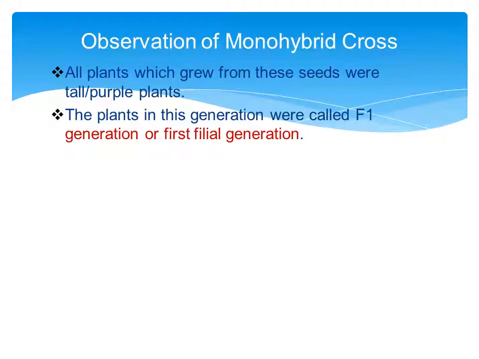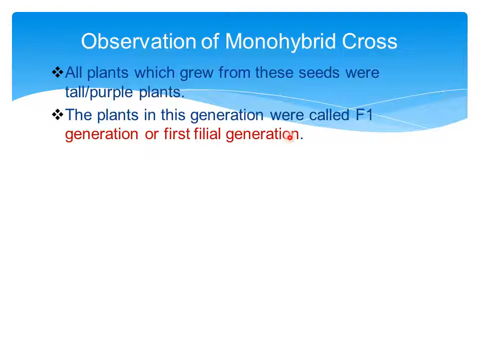Now what was the observation of the previous monohybrid cross? The observation was that all plants which grew from those seeds were tall plants. The plants in this generation were called the F1 generation or first filial generation. All the plants in this generation, if we are taking the tall or dwarf plant, will be tall because dwarf is a recessive trait.